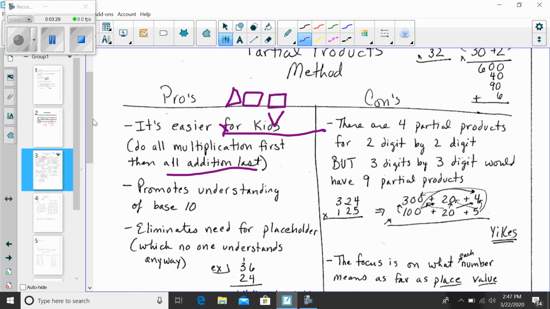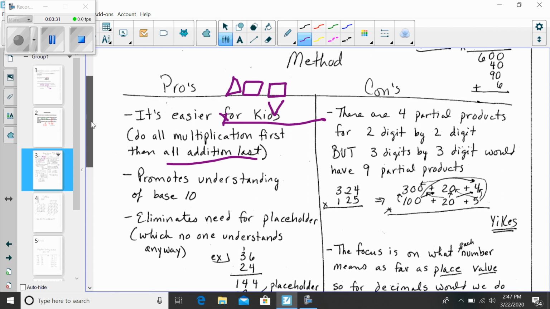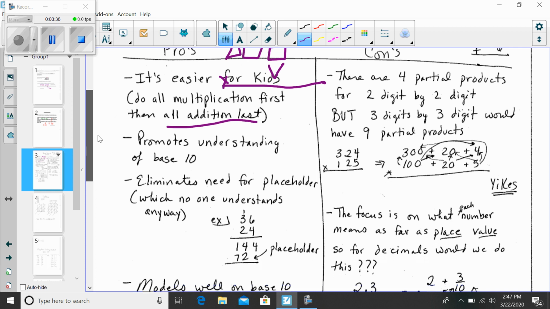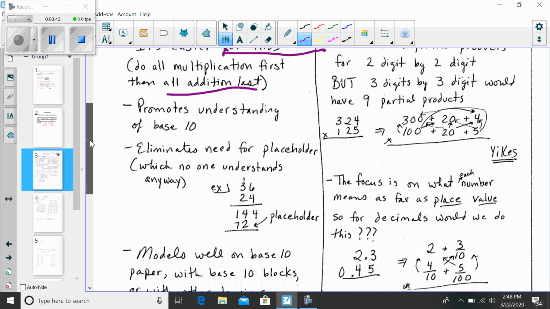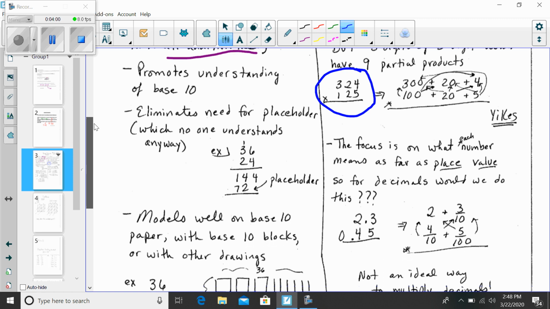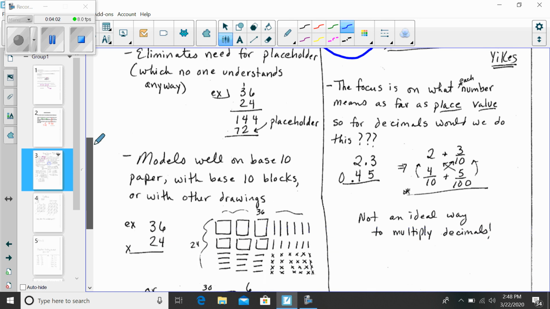But as is true with all of our alternative algorithms, there's always some cons, all right? And so what we do is we look for a balance of, do the pros outweigh the cons, do the cons outweigh the pros? So certainly partial products method would be horrible in a problem like this. You would actually have 9 partial products. We're not really asking kids to do this by hand anymore. When I was a student in the 80s, we did stuff like that by hand. Not so much anymore.